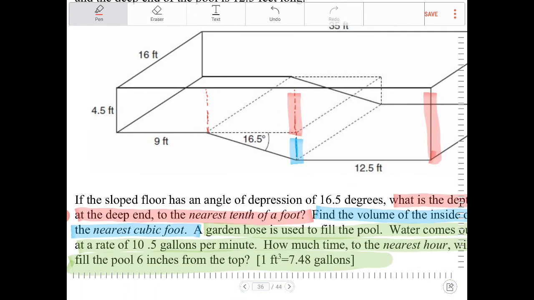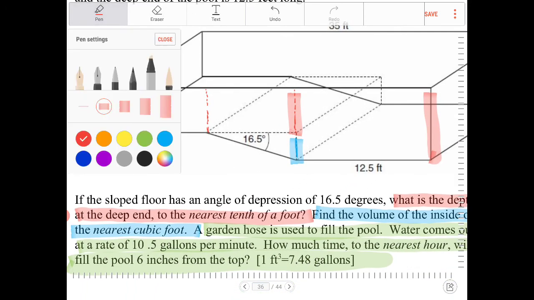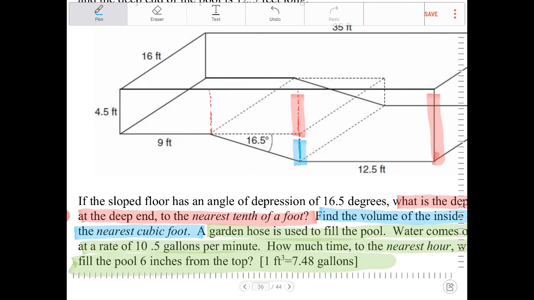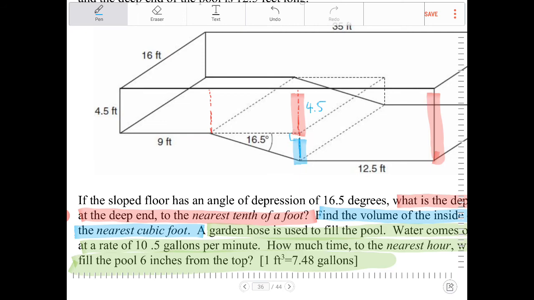Lucky for us, based on the problem description, the shorter dimension that I highlighted in pink is already known. That's 4.5. However, I need to figure out the dimension in blue there. But in order for me to figure that out, I need to know a little something about the right triangle that's inside, that has the angle of 16.5.